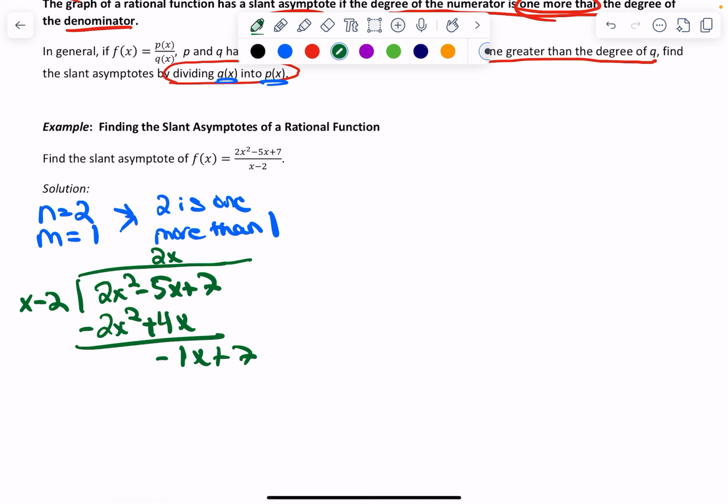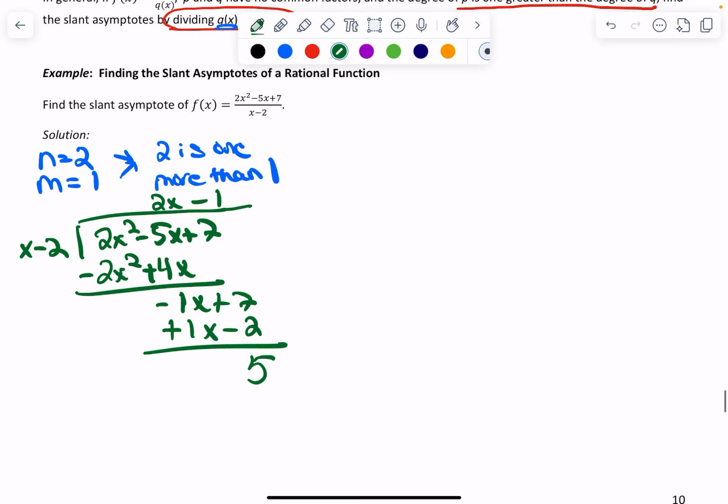And 1x divided by negative 1x divided by x is going to be negative 1. Negative 1 times x is negative 1x. Negative 1 times negative 2 is 2. And then we flip the signs because we are subtracting. So 7 minus 2 is 5. And the x's cancel each other out.